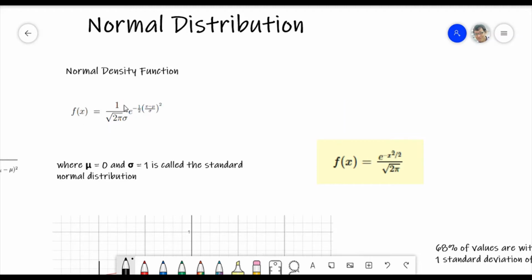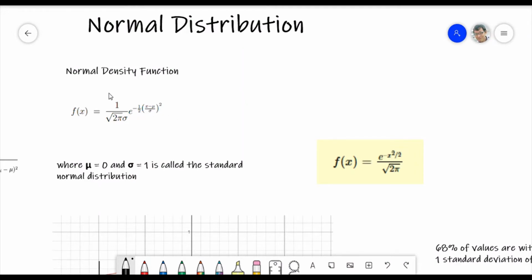f(x) equals 1 over the square root of 2 pi times sigma. Sigma is what? Standard deviation, right? Standard deviation is what? Square root of variance, right? And times e to the -1/2 times (x minus mu). Mu is what? Mean, right? Then divided by standard deviation, sigma, and then to the second power. So this is the formula, the normal density function.